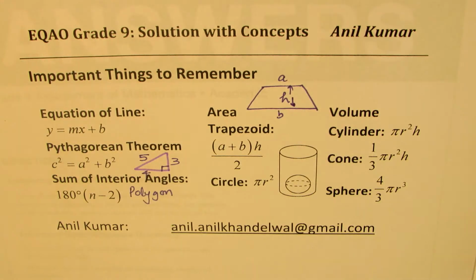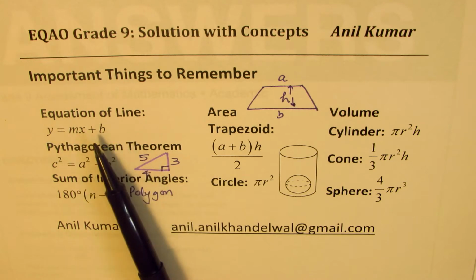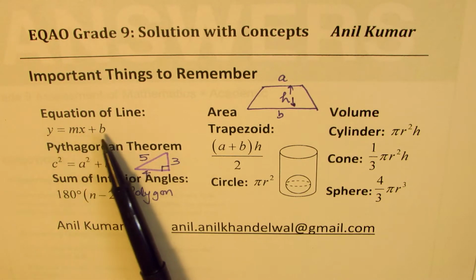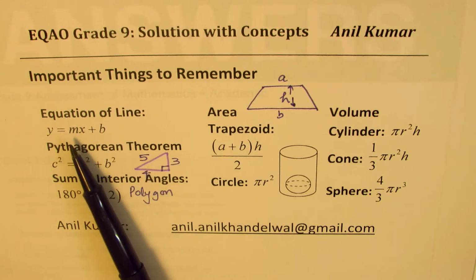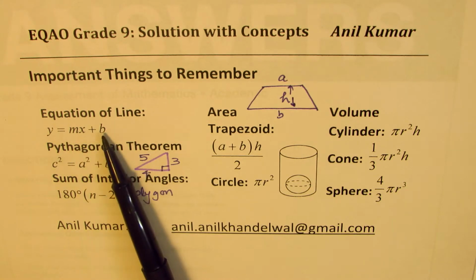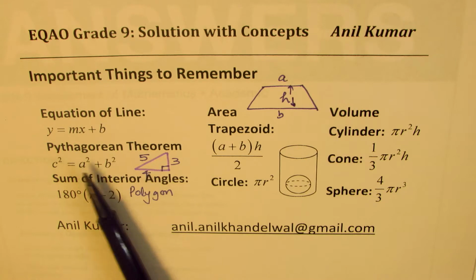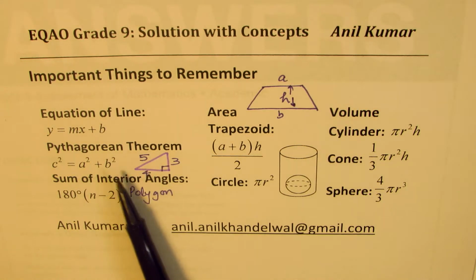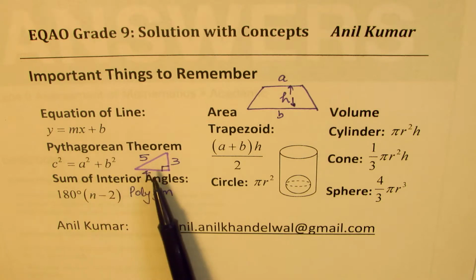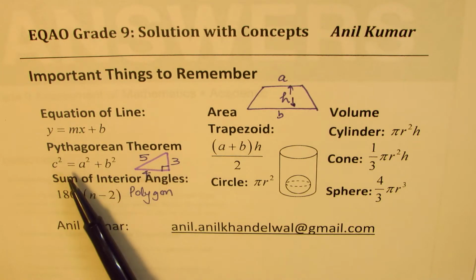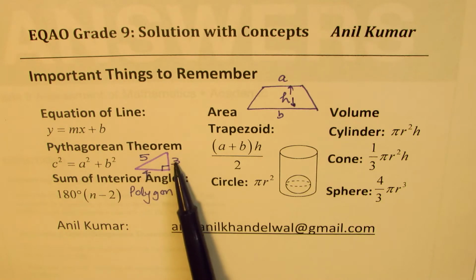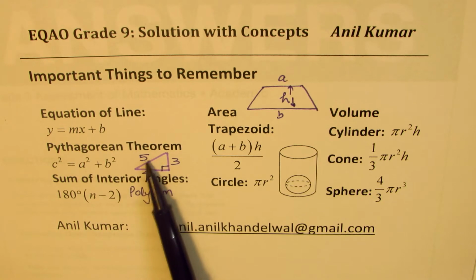Now, the important equations to consider are: 1. Equation of line. At least 3 questions will be based on this equation, y equals mx plus b, where m is the slope of the line and b is the y-intercept. Then Pythagorean theorem, c square equals a square plus b square. In a right triangle, a and b are the shorter sides and c is the hypotenuse. So the sum of squares of these two legs is equal to the square of the third one.